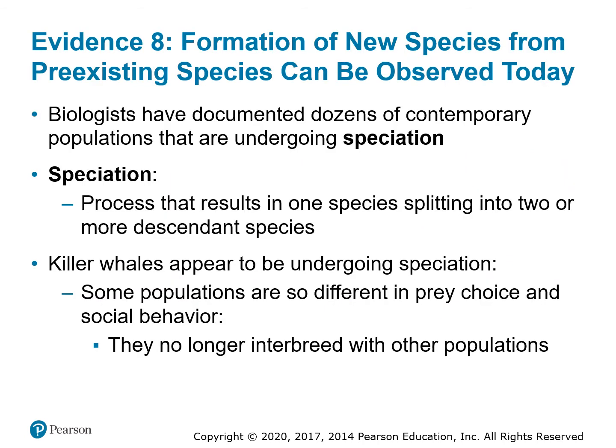Speciation is nothing more than one group of organisms splitting into two, and then the descendants from each of those groups becoming different.